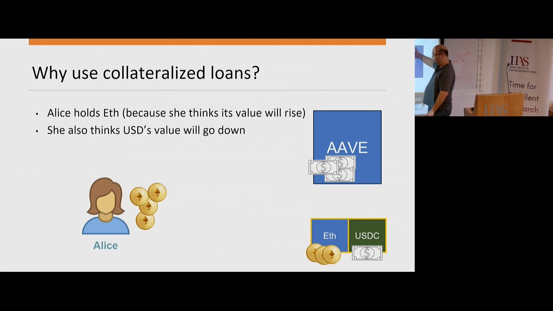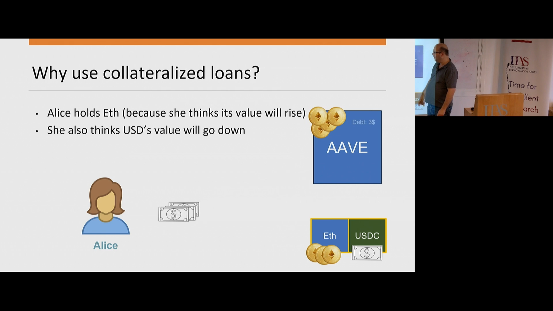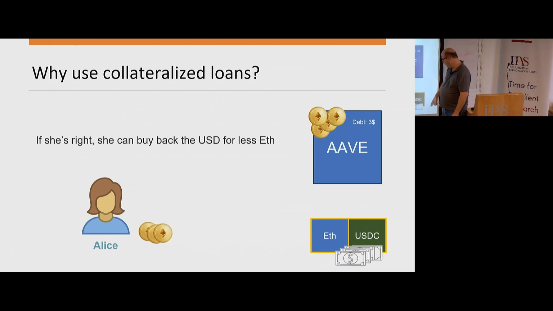She goes to a lending platform. She deposits her Ether and takes out a loan. I'm assuming 1 Ether is worth $1. She just gets $3, less than she deposited, so there's more collateral than bills that she got. And then she doesn't hold the dollars because she thinks the dollar's value is going to go down. She goes to an exchange and gives them $3, but she only gets 3 coins, because it's less than the collateral she had to put.